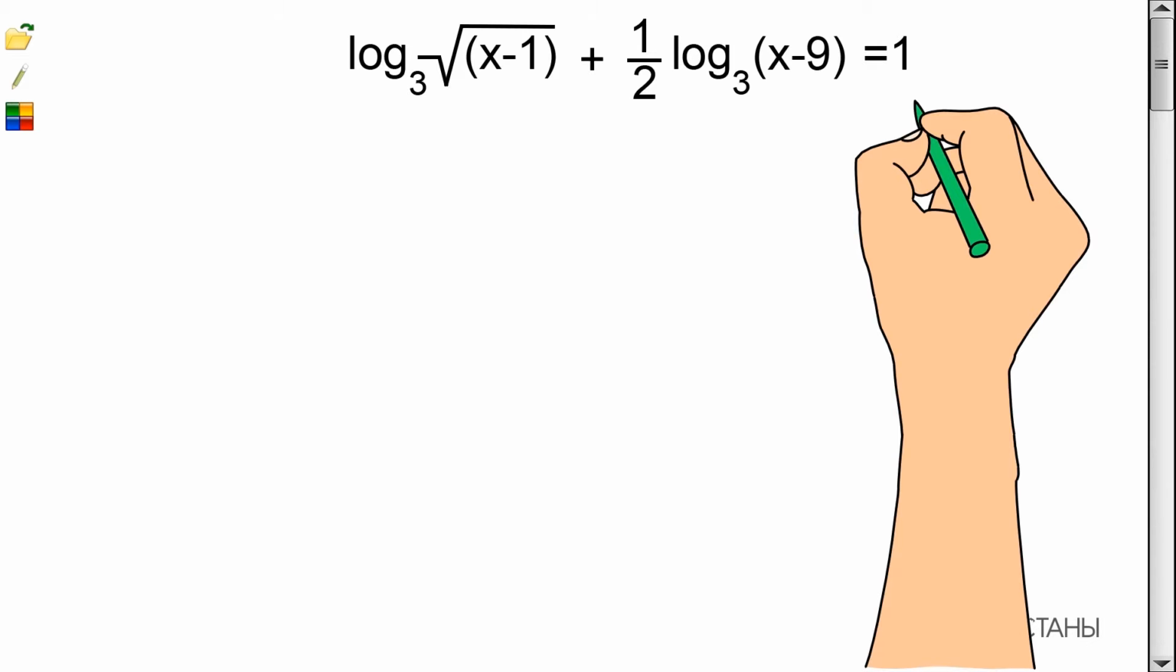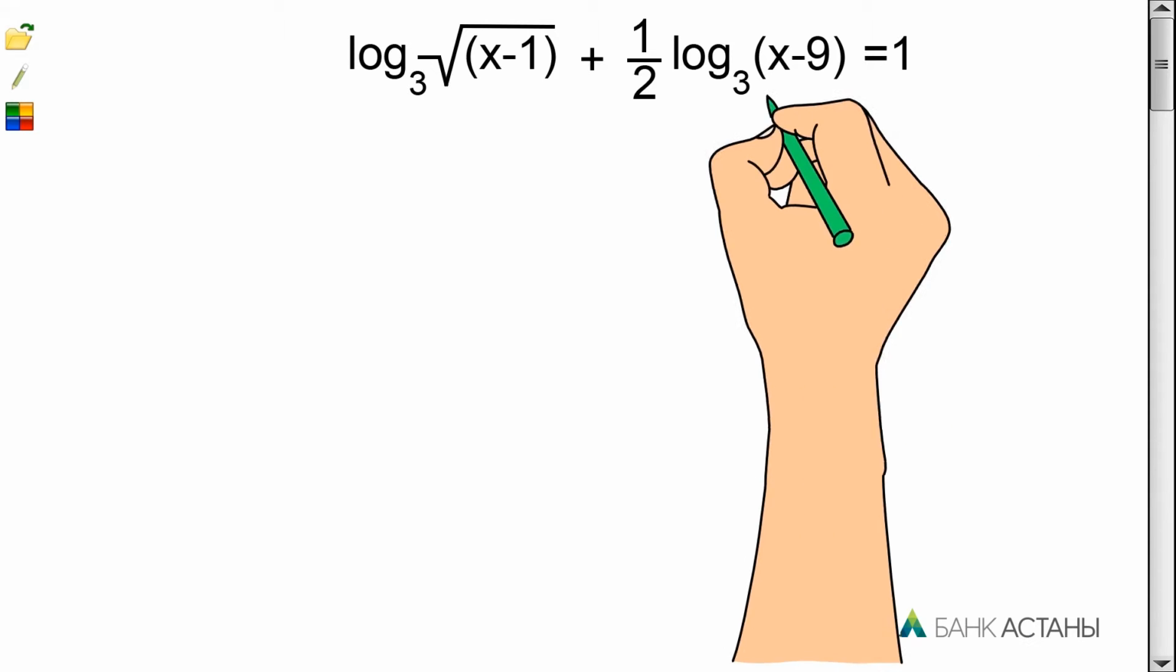We need to solve this equation. Logarithm base 3 of square root of x minus 1 plus 1/2 multiplied by logarithm base 3 of x minus 9 is equal to 1. Before solving this equation, we define the range of possible values.